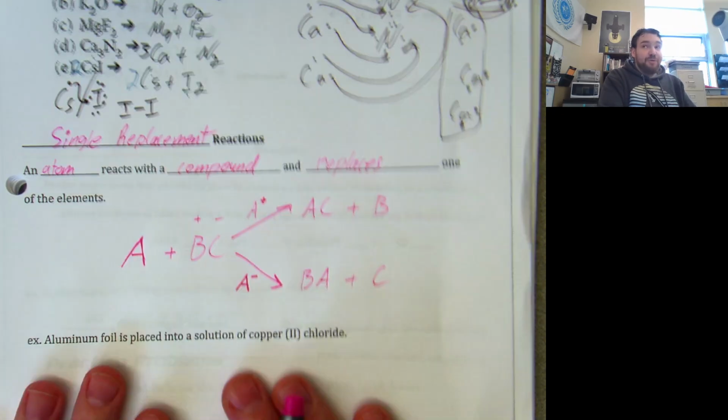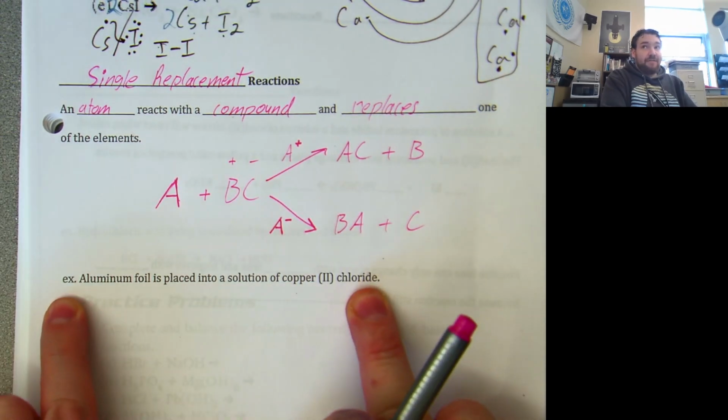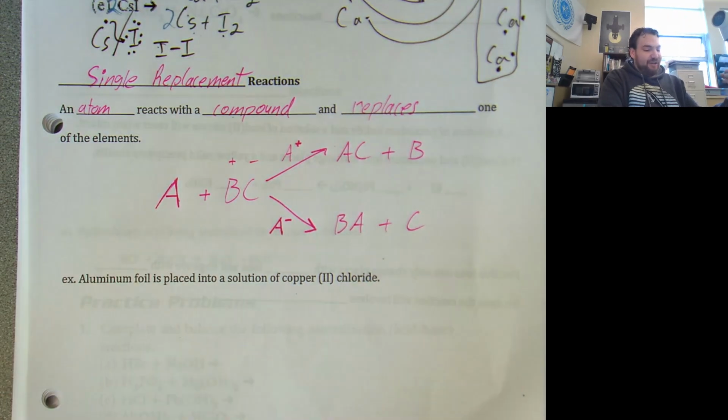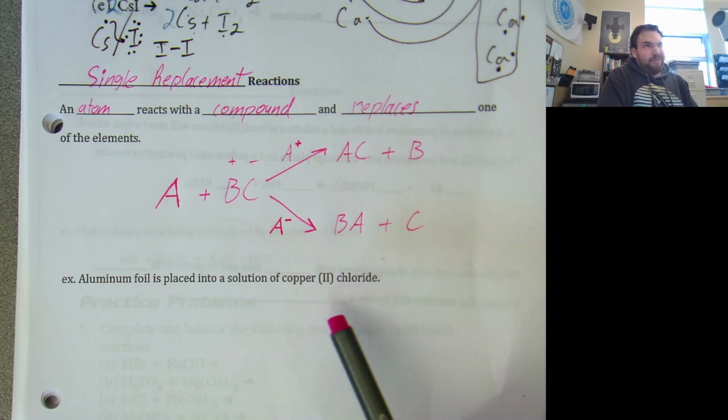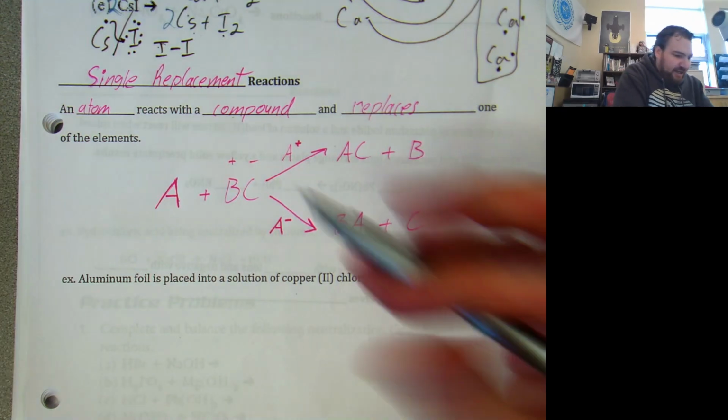So, an example of this. You are actually going to do this reaction in the lab for me on Friday. I've got the lab booked for Friday. You're going to take aluminum foil and place it in a solution of copper 2 chloride. You may have done this one already for me in grade 9. I don't remember. But you're going to do it. What's going to happen? Let's take a look.